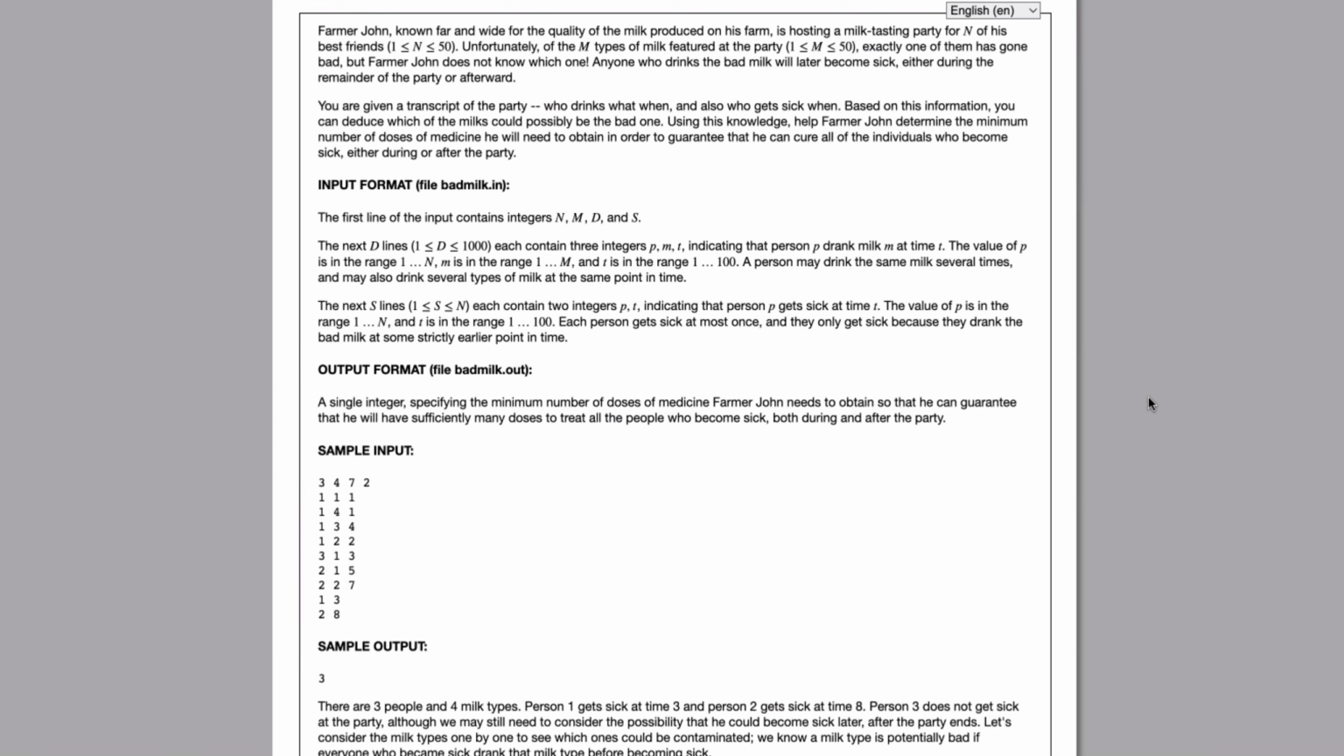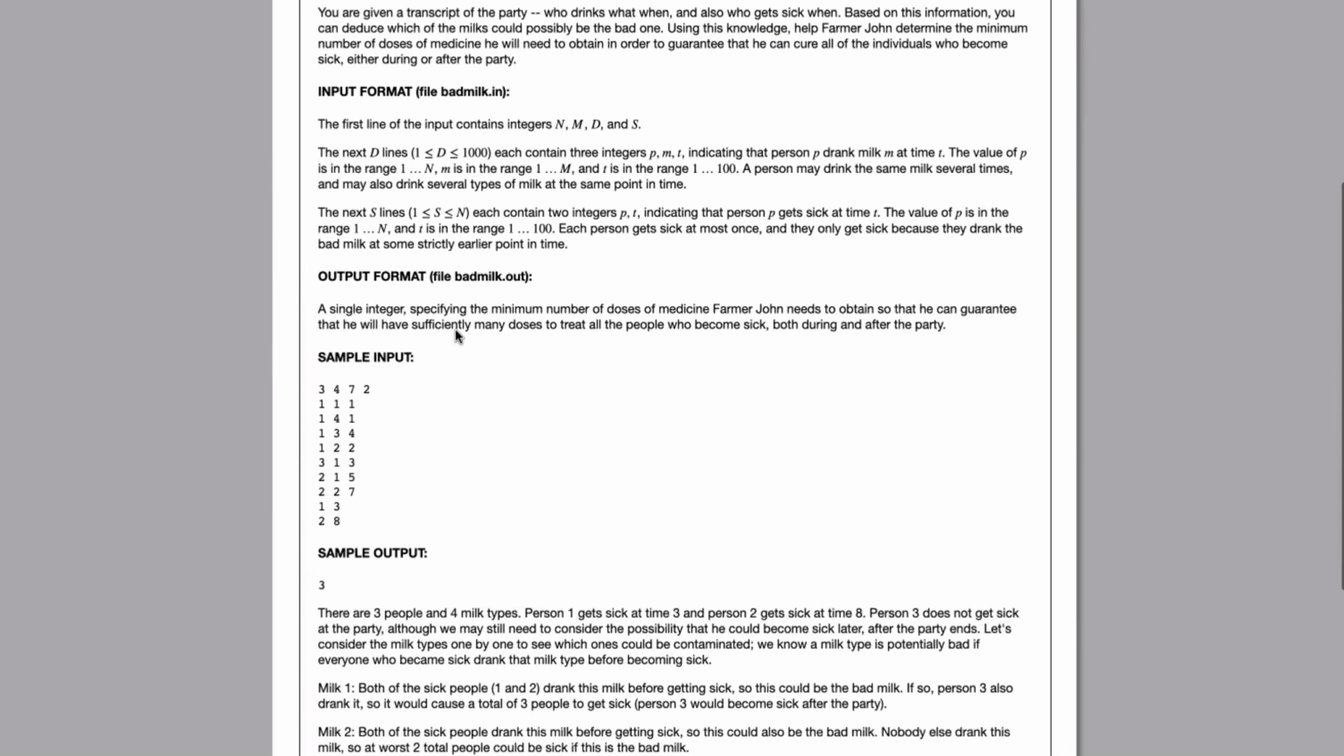The next S lines, 1 through N, each contain 2 integers, P and T, indicating that person P gets sick at time T. The value of P is in the range 1 through N, and T is in the range 1 through 100. Each person gets sick at most once, and they only get sick because they drank the bad milk at some strictly earlier point in time.